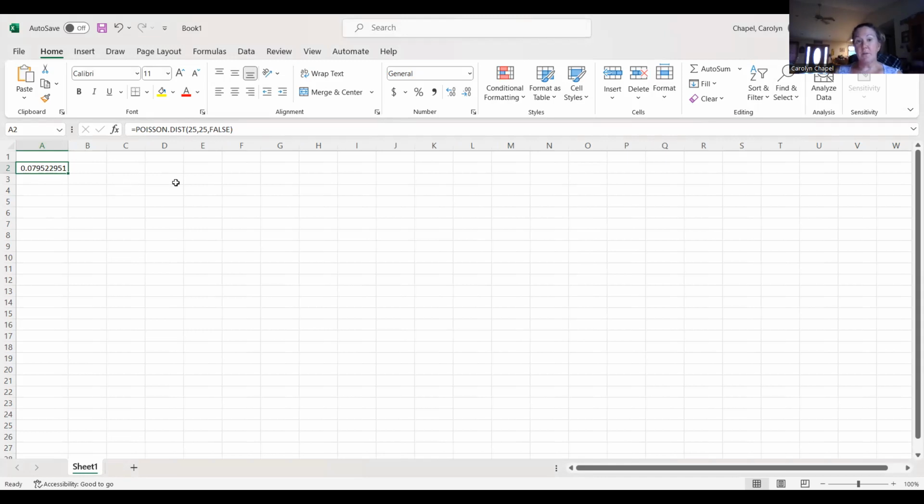So we can use Excel, we can use StatCrunch. There are other statistical software out there as well, which are probably very similar to these. Just kind of have to learn what pieces go where.